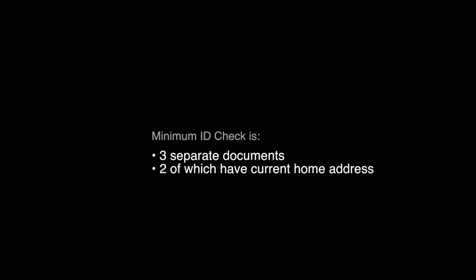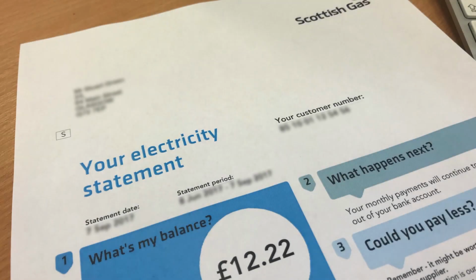The minimum identification you must check is either 1 document with a photograph and 1 document with their current home address. Please note that this must be 2 separate documents. Or, if no photo identification is available, you must see 3 documents, 2 of which must have their current home address. Documents confirming their home address should be issued within the last 3 months. If you do not check sufficient identification, the application may be returned to you.